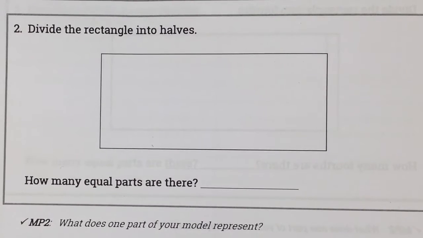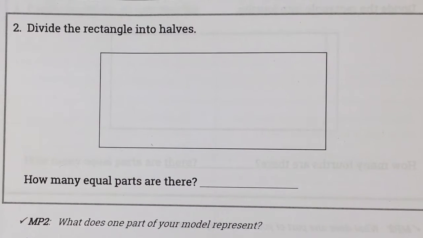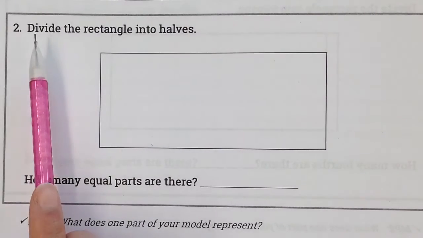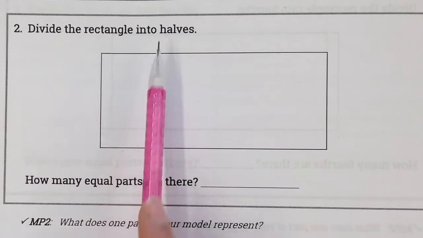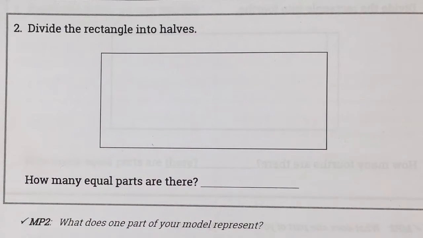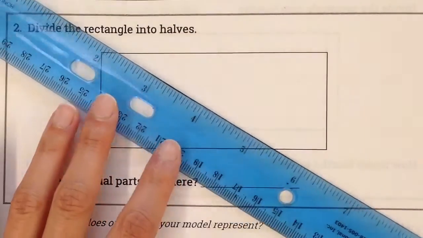All right, so next I'm going to model the second problem. The second problem says divide the rectangle into halves. And remember, our objective today did say to partition rectangles into equal shares, but it didn't specifically tell me to do that using rows and columns. So I'm going to show you how to partition this particular rectangle without rows and columns. So all I need is 2 halves.